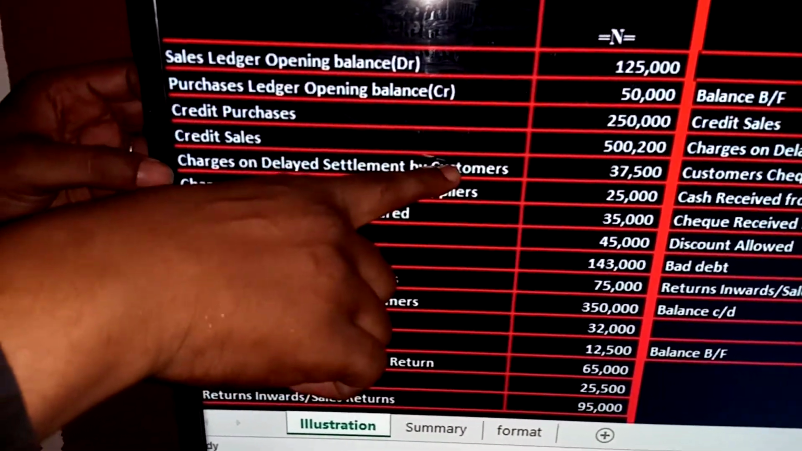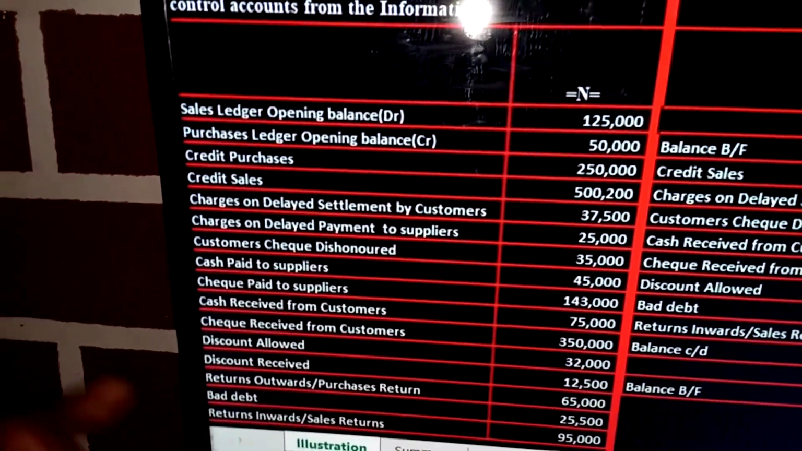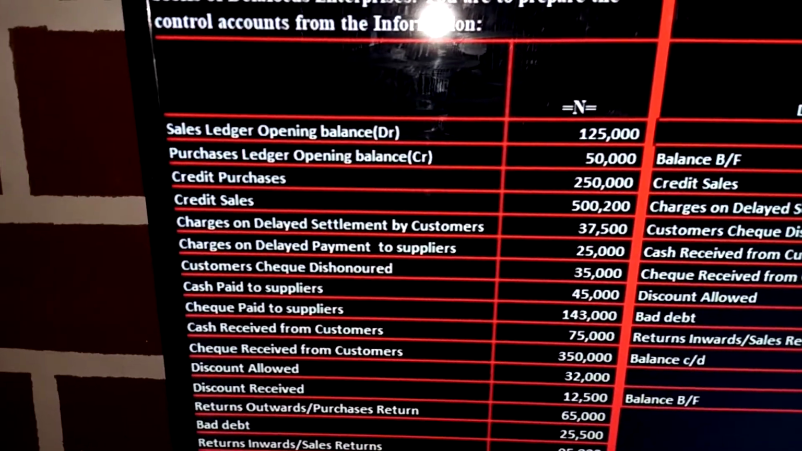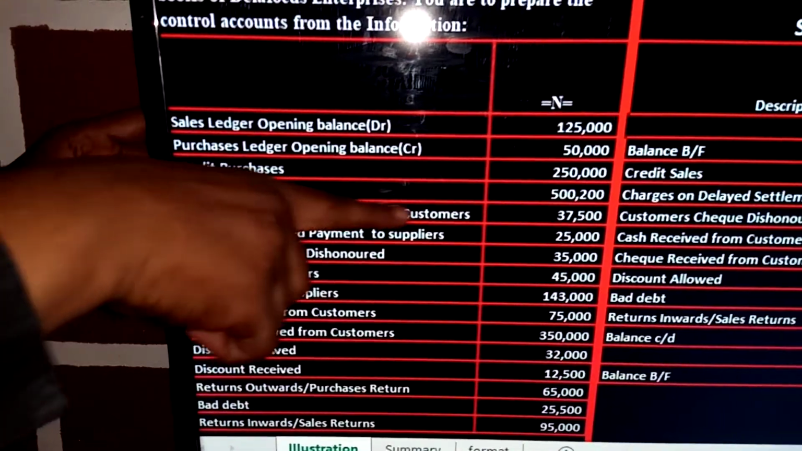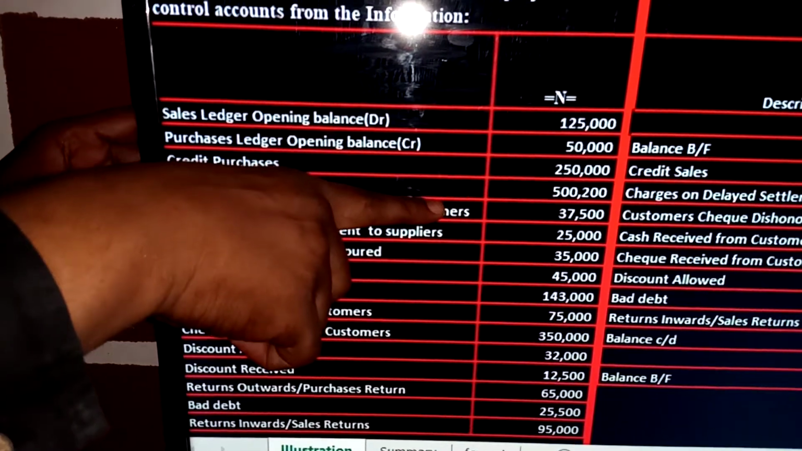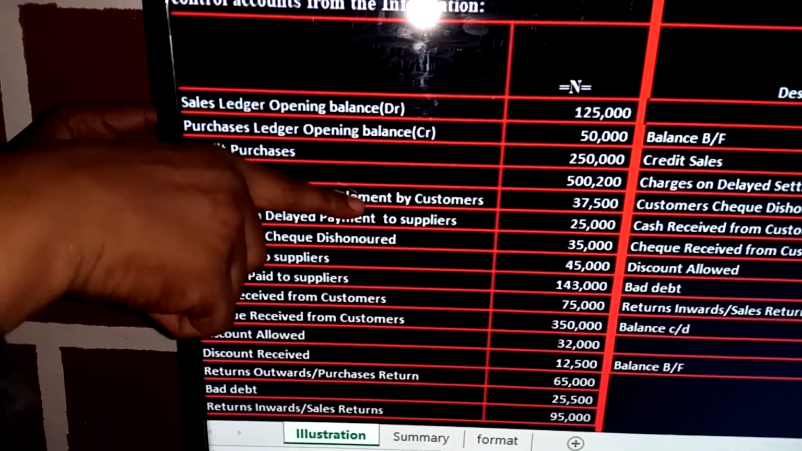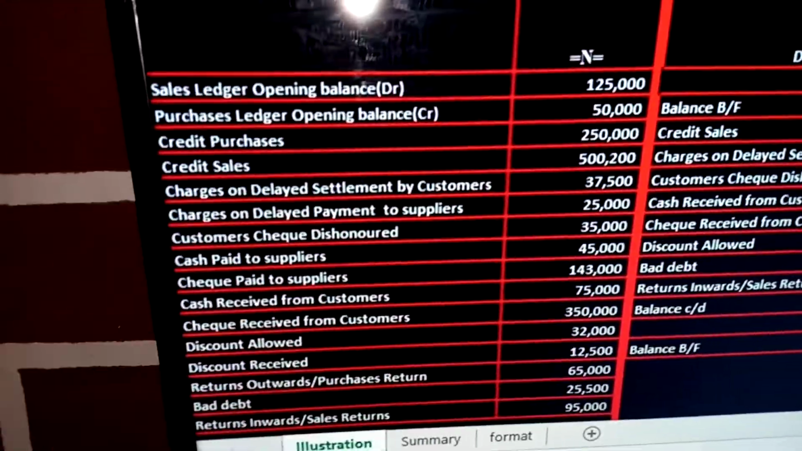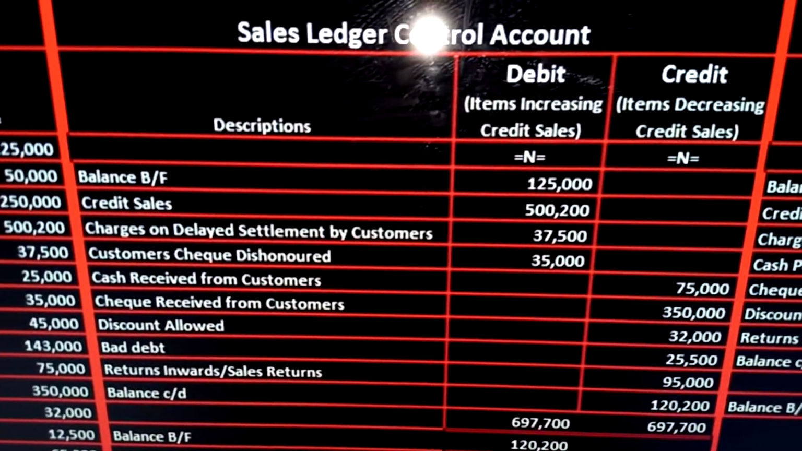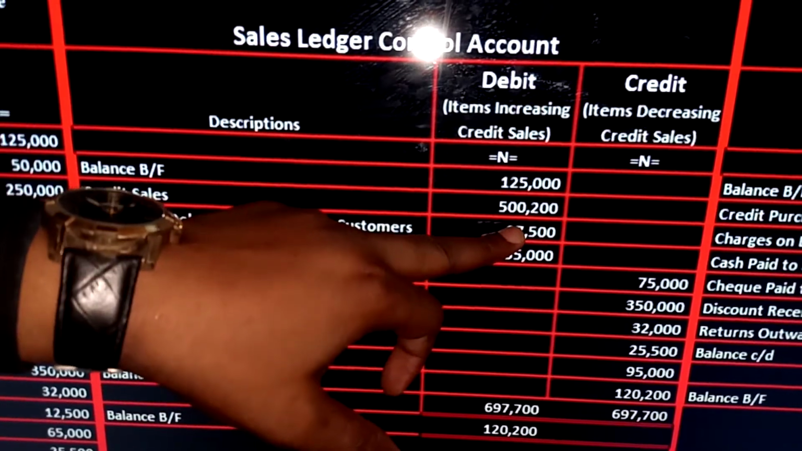The next one says charges on delayed settlement by customers. When you hear customers, for you to have customers, it means you're selling to them. So this item, charges on delayed payment by customers, will affect sales ledger control account. Now you're charging them for not settling you on time. So that means that you're trying to increase what they are owing the business. Remember I told you, whatever increases debtors value is debited to sales ledger control account. That's what you have here, 37,500.